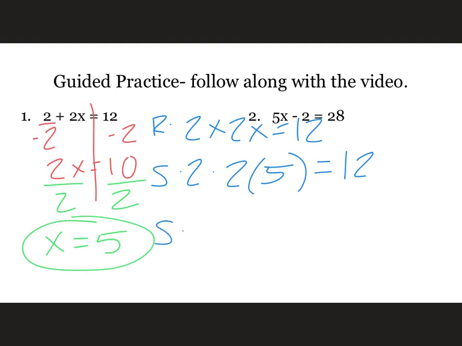So I need to think to myself, 2 times 5 is 10, plus 2 is 12. And if both sides of my equal sign are the same, in this case 12 equals 12, then I know that I am correct.